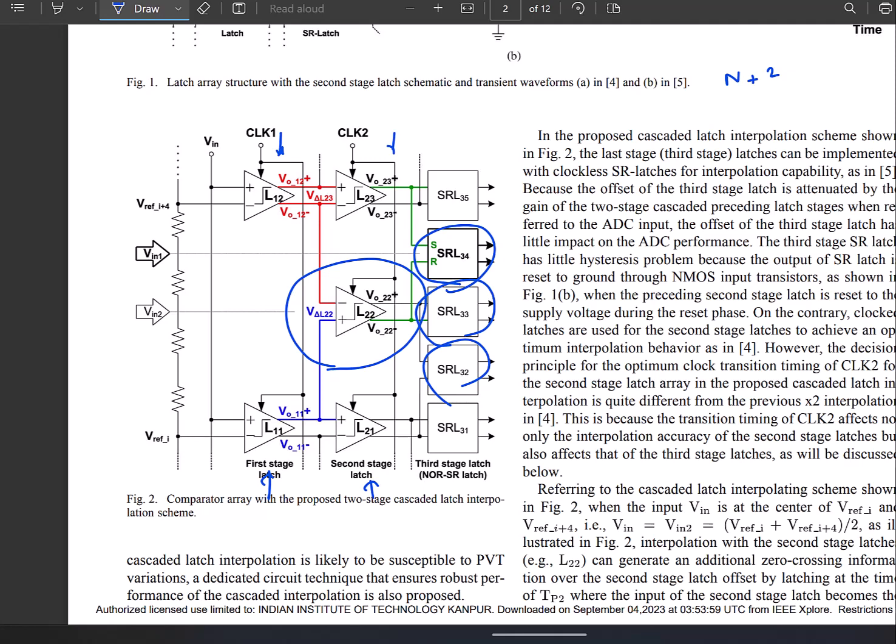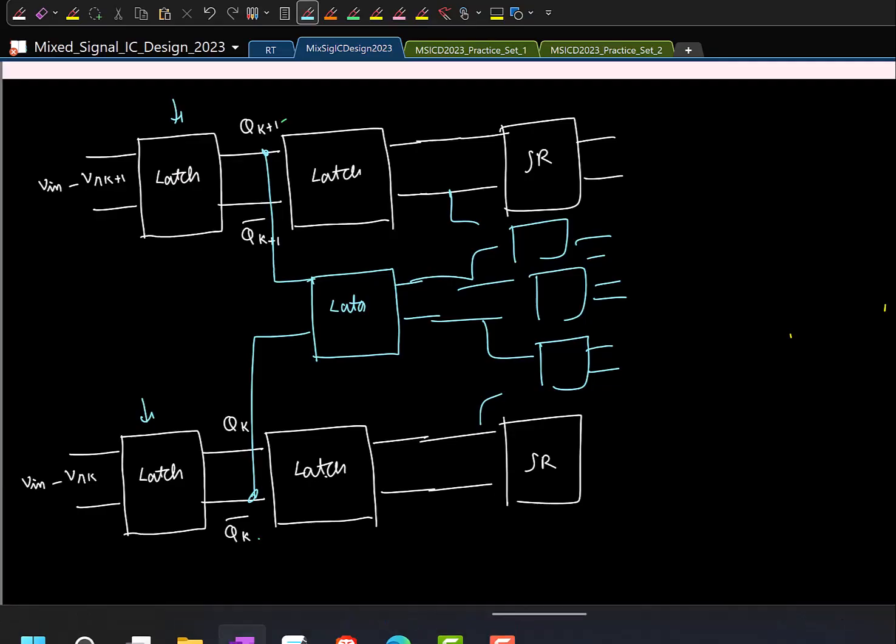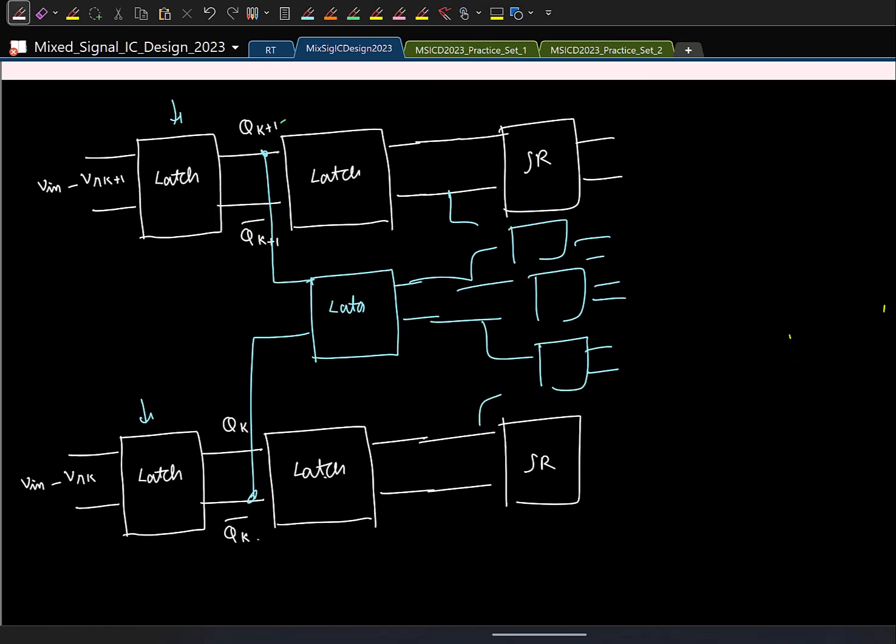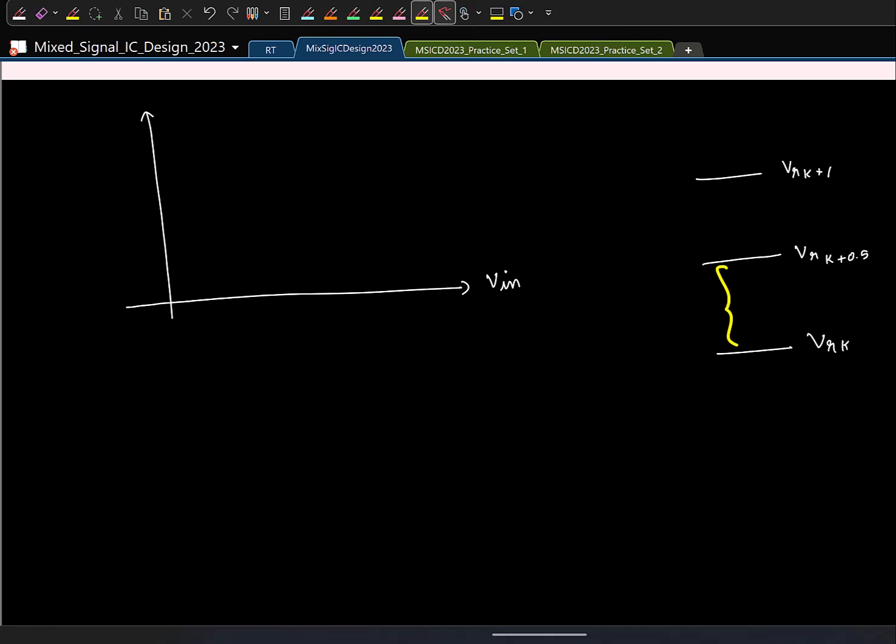But there is a much cleaner way to get a better interpolation factor. Actually, if you think about it, let's say this is the kth reference, this is the k plus 1th reference, and this is the in-between one. I'll say it's VR k plus 0.5, rotational abuse, but yeah. If I sweep my input, let us say the input is in this range, the delay of which comparator is longer? The down one is longer and the top one is faster. When will the delays of the two comparators be equal? At the middle, right? If the input is exactly at this point, k plus 0.5, the delay of both top and bottom will be the same.